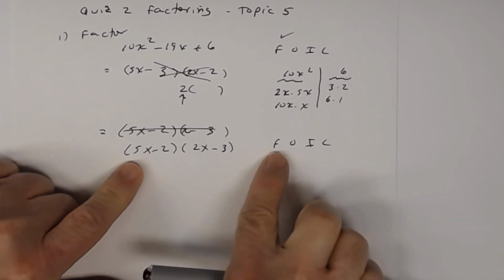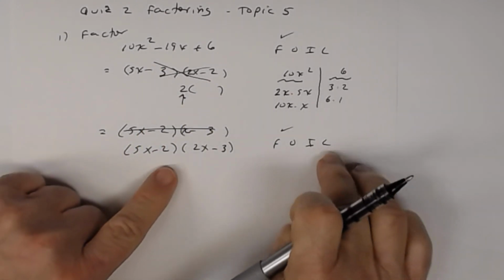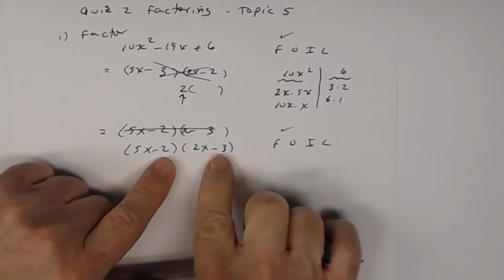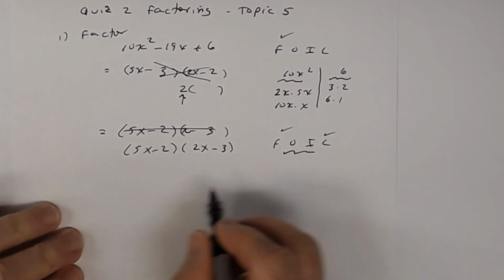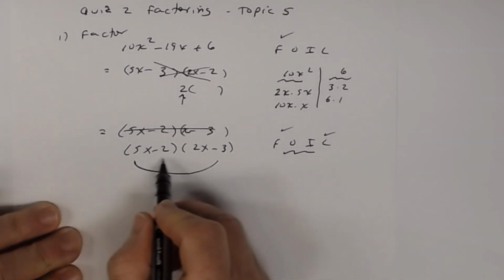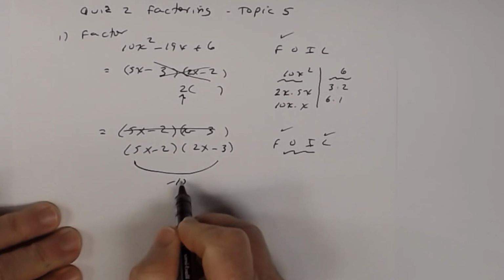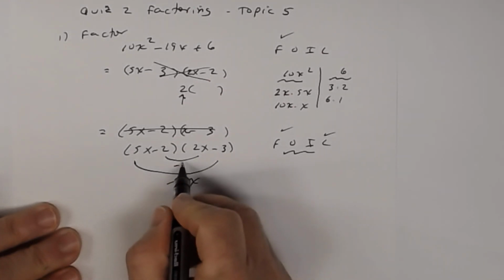F: 5x times 2x, 10x squared. So far we're good. The last: a negative 2 times a negative 3 is a positive 6. So far we're good. Now let's do the outer and the inner. You must always check the outer and the inner. The outer, 5x times a negative 3 is a negative 15x. The inner, a negative 2 times 2x is a negative 4x.